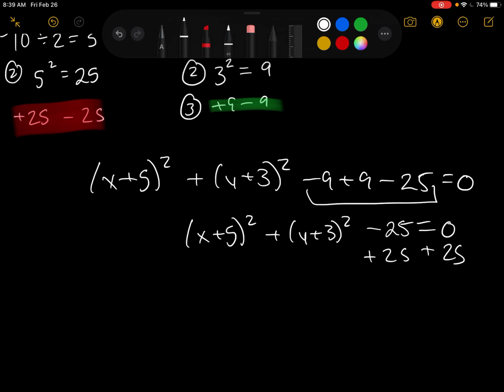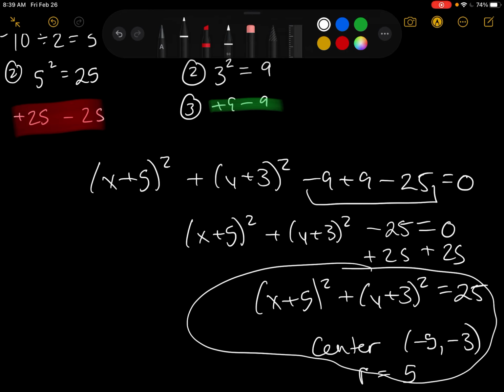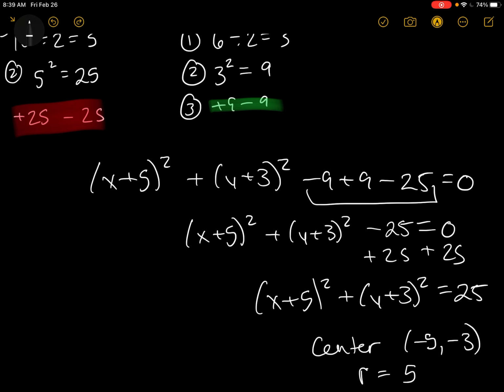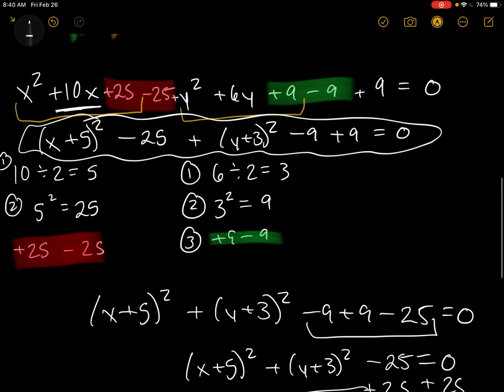Add 25 to both sides. And our final answer is an equation of a circle. So we have our center here at -5, -3, and we have our radius of 5. So again, the key thing for this is, can we get it to the equation of the center there? Trying to get to this form, and again, the way that we do it is by using these 3 steps and kind of hitting the space bar and rearranging things.